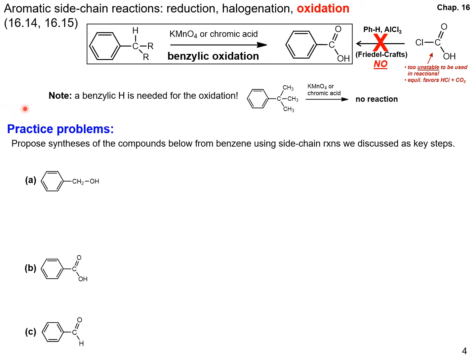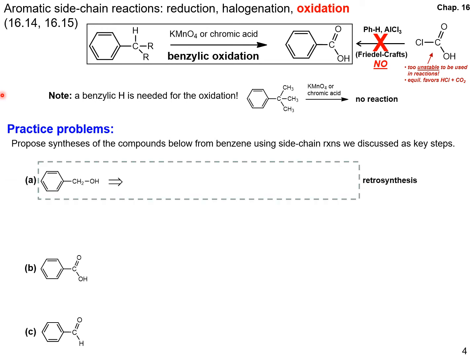Let's perform some practice problems. Let's do at least one. Propose syntheses of the compounds below from benzene using side chain reactions that are discussed in this chapter. Let's start with A. You can't synthesize this from this carboxylic acid using chemistry that we've discussed so far.